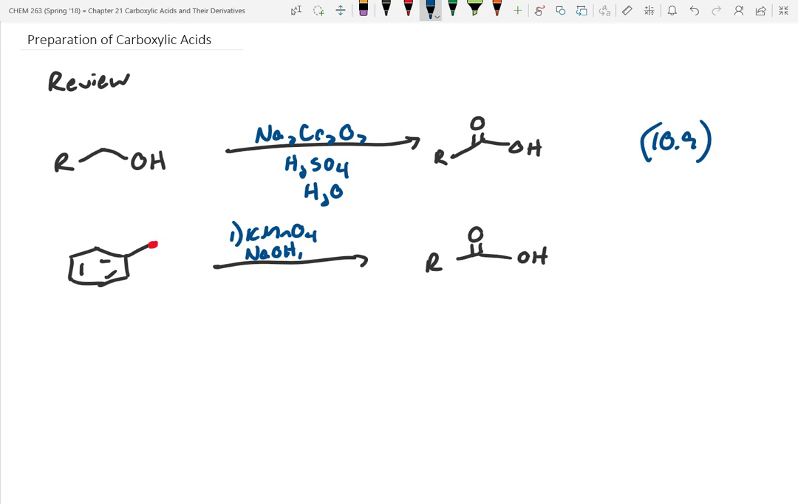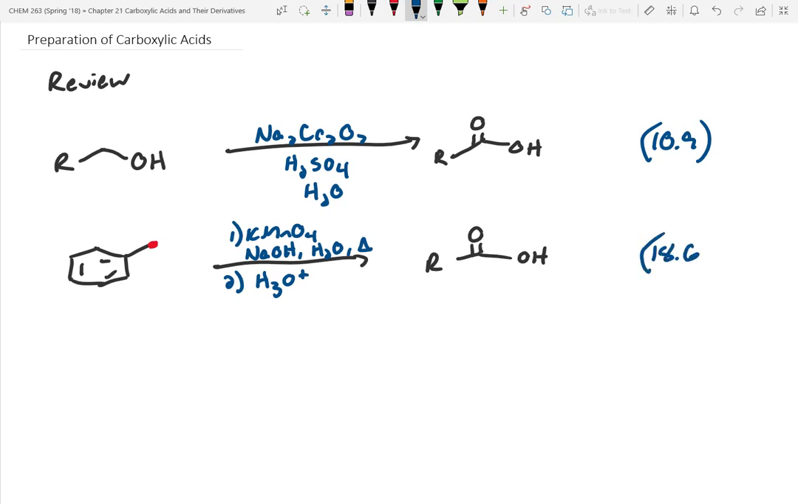Most people don't use chromic acid because chromium waste is really hazardous and very expensive to dispose of, whereas potassium permanganate, it's not perfect, but it gets the job done and it's not going to give you cancer. You also need sodium hydroxide, water, and you'd normally heat this to reflux for a while. And then at the end, you have to reprotonate your carboxylic acid, so you treat this with strong acid. This was section 18.6 in the second edition textbook.